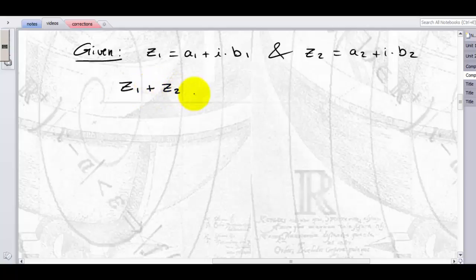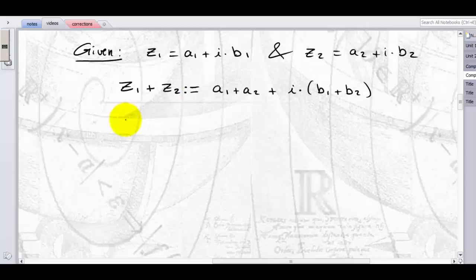Okay, how do we add them? Well, this is very easy. You add the real parts together and then you add the imaginary parts together. So this is just a1 plus a2 plus i times b1 plus b2. It's like factoring i. That's it. And this is a definition.